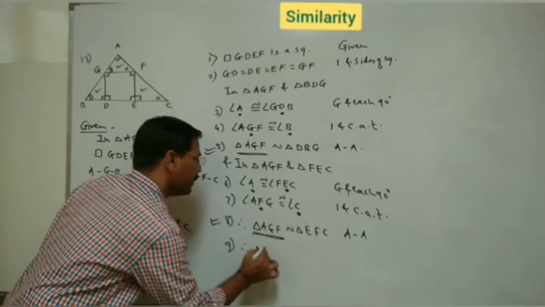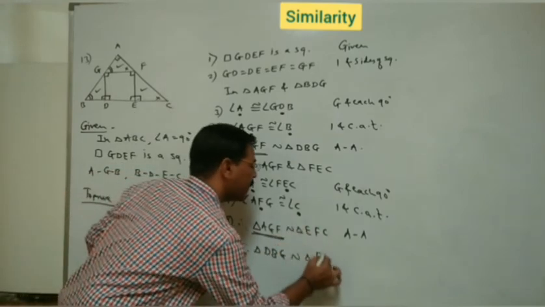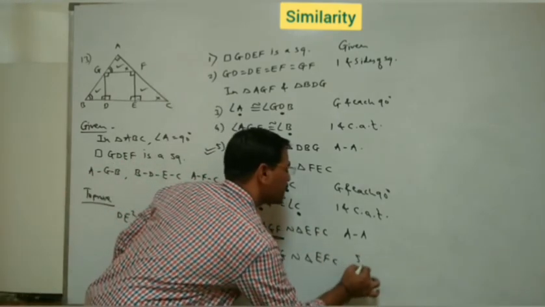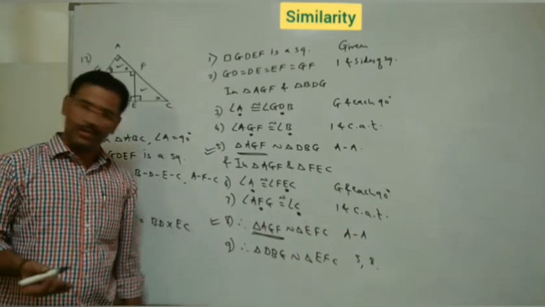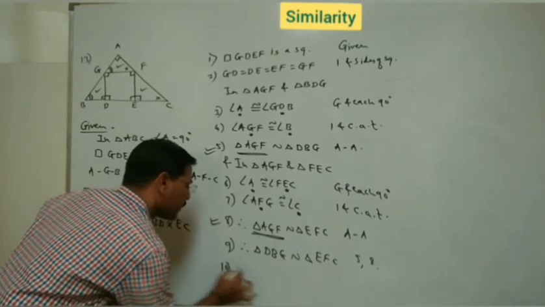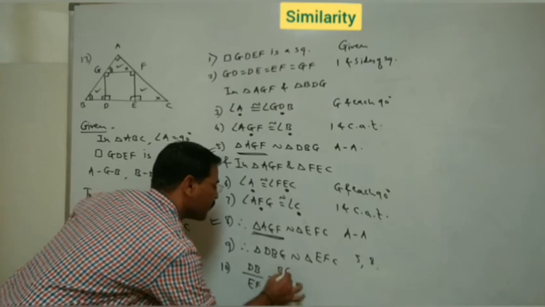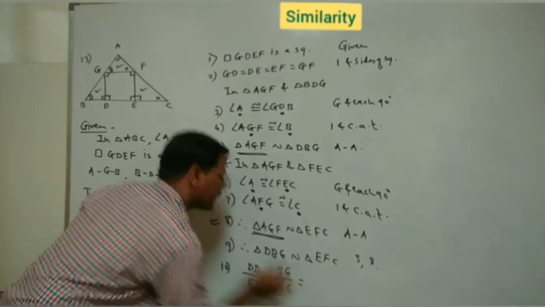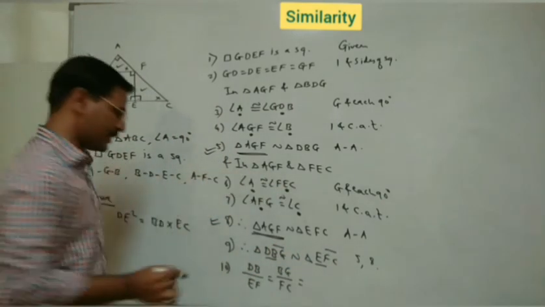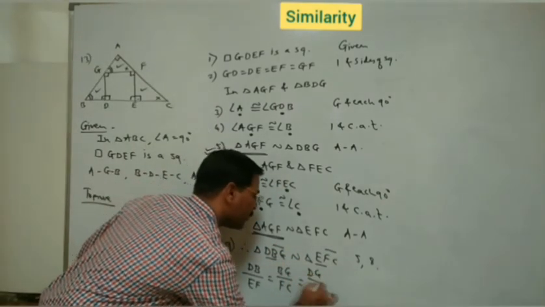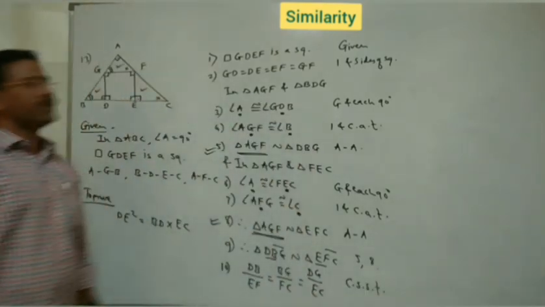Therefore, DBG similar to EFC. This is from 5th step and 8th step. Now you can write their sides are in proportion. See first, DB upon EF, BG upon FC. Look here, first two, last two, and take first, last. Take DG upon EC. These are corresponding sides of similar triangles.